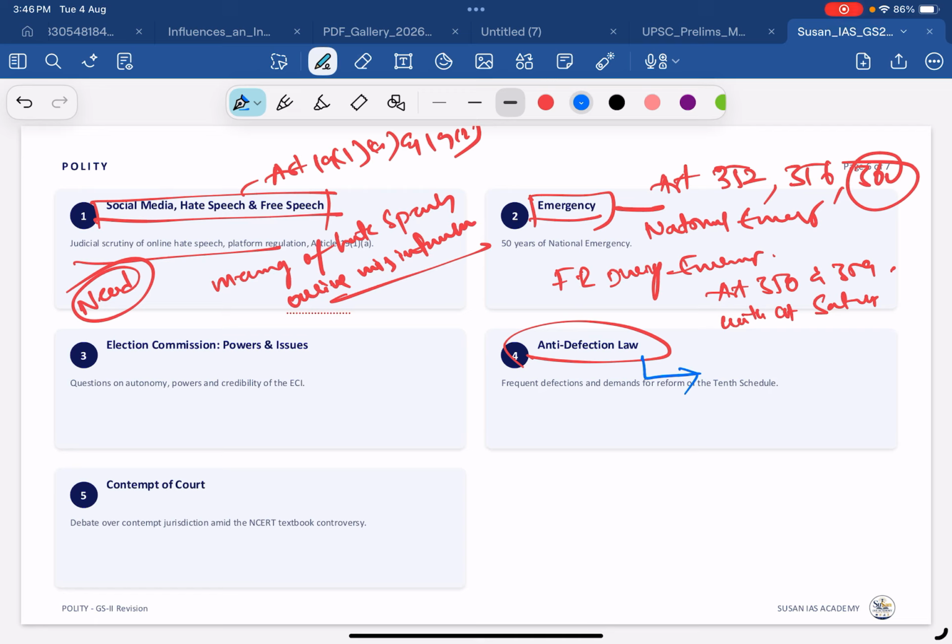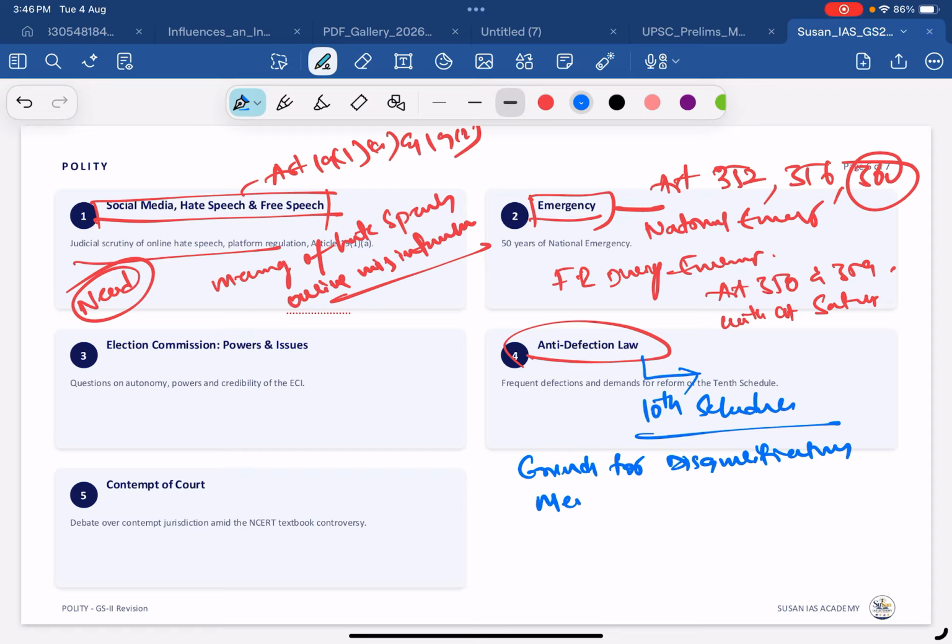So one has to prepare thoroughly about this anti-defection. It comes under the 10th Schedule, and grounds for disqualification. What are the grounds for disqualification?